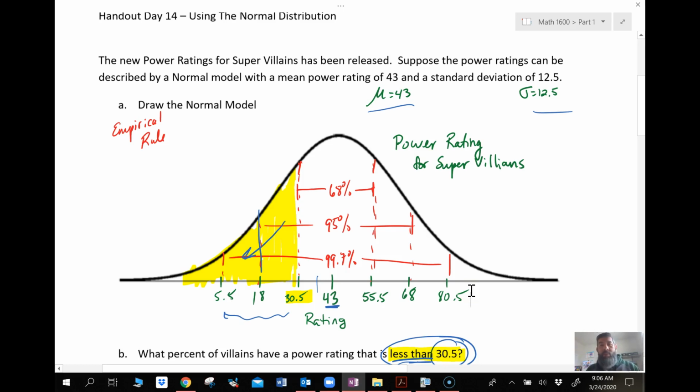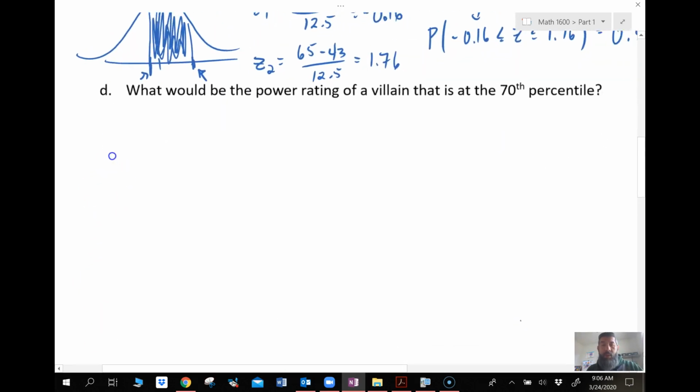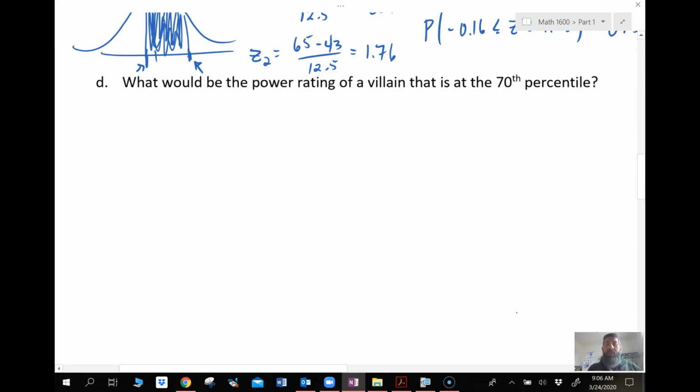What we're going to look at specifically is percentiles in the normal distribution, and we'll use the TI-84. I just left this on the screen for a second in case you're new to this video and didn't watch the first video. You can at least have the problem. We've got two problems today. The first one is, what would be the power rating for a villain that is at the 70th percentile?